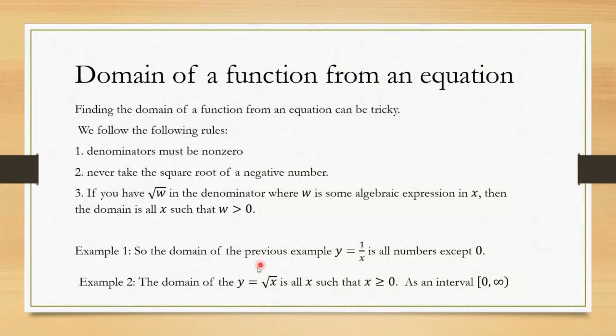So these are just two examples here that hopefully will illustrate what I'm trying to say. With this one here, you want all x so that the denominator is not 0. In other words, so that x here is not 0. So the domain is all numbers except 0. This does define a function. We saw the graph last time.